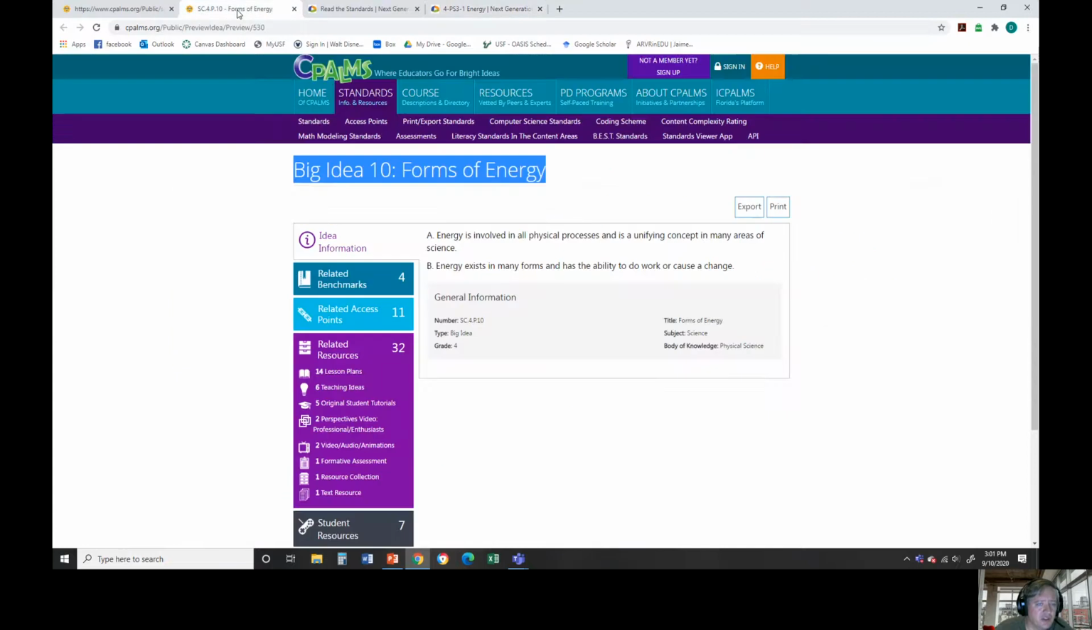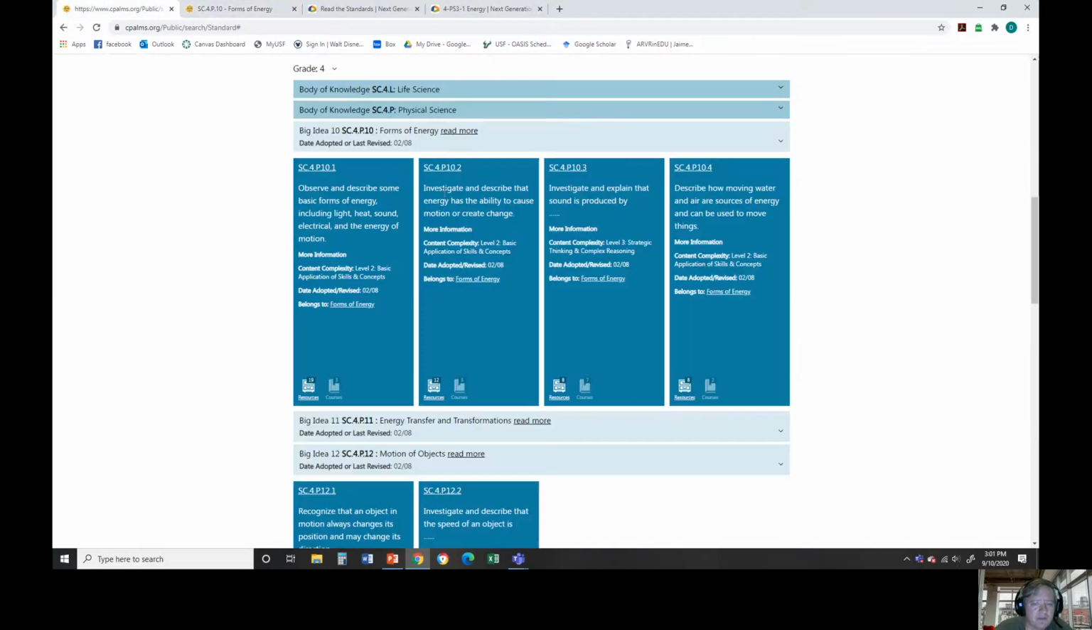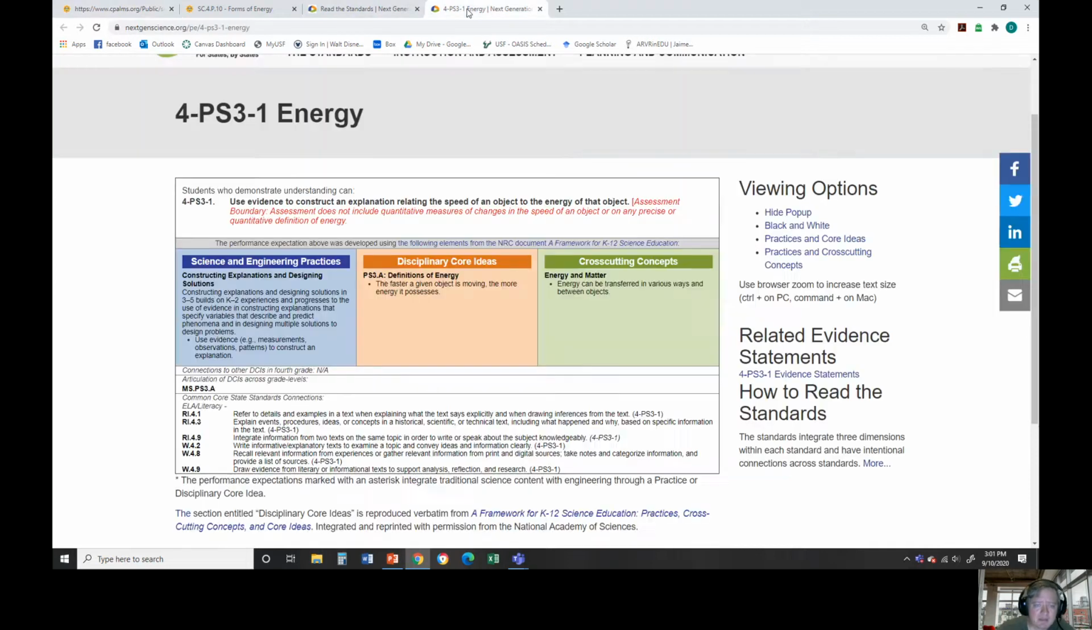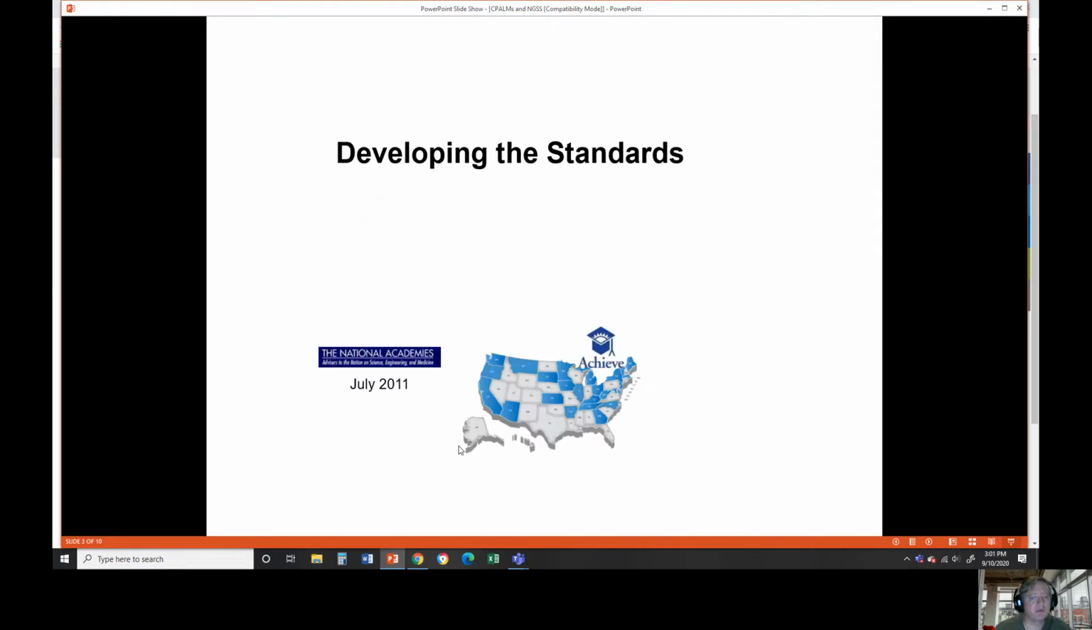Well, if I go back to the energies here, investigate and describe that energy has the ability to cause motion or create change. It's kind of similar, but kind of different. Now, before I get too much more into this, let's talk a little bit more about the Next Generation Science Standards, kind of where they come from, a little bit about the history.